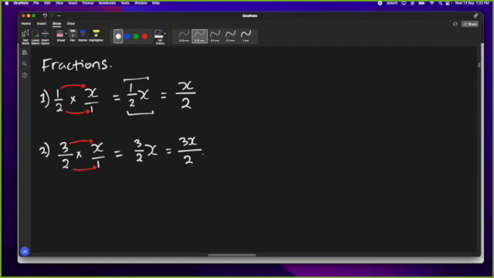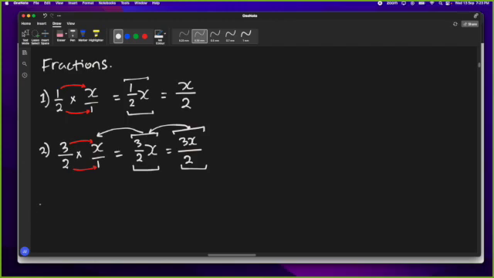The point about this is that when you see this, you are supposed to know that it is the same as this. Or when you see this one, you're supposed to be able to split it up like that. You're supposed to be able to also split it up like that.